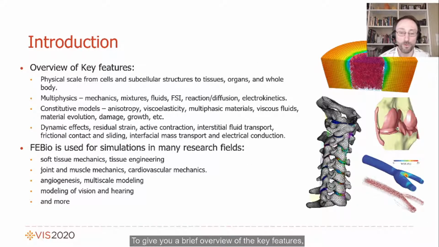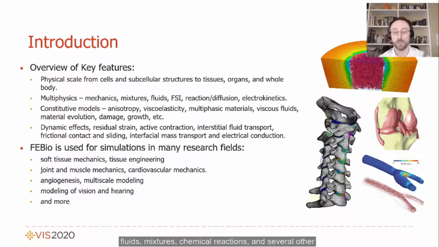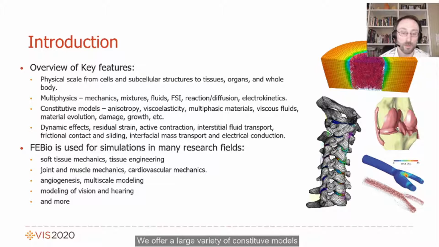To give you a brief overview of the key features, with FEBio, users can model structures ranging across different physical scales, from the cellular level to whole body mechanics. FEBio is a true multi-physics code where mechanics, fluids, mixtures, chemical reactions, and several other types of physics can be combined in a single model. We offer a large variety of constitutive models that can be used to model the often very complex material behavior of biological tissues. Users can also include dynamic effects, residual strains, active contraction, fluid and mass transport across interfaces, contact, and much more in their models.